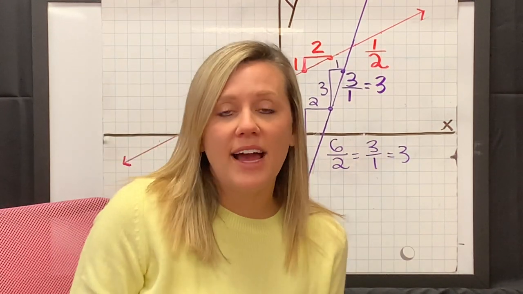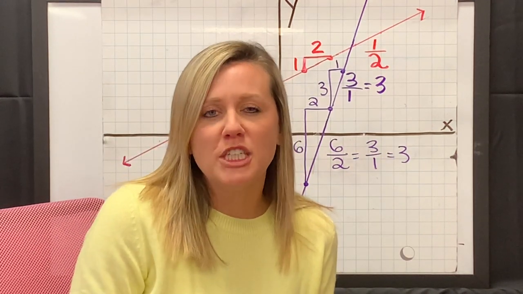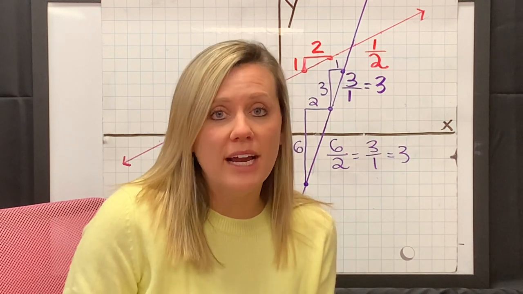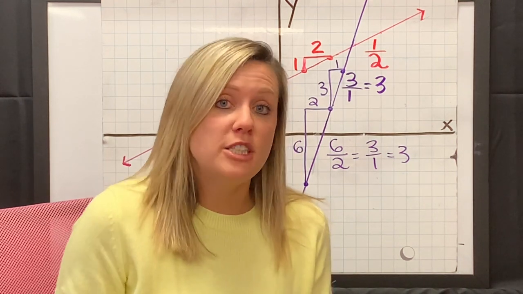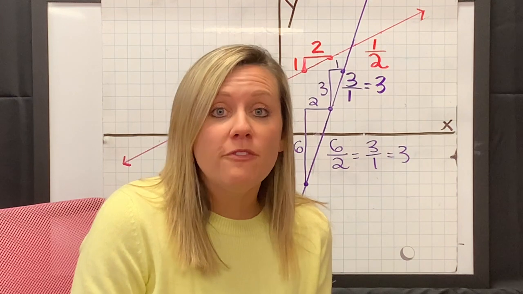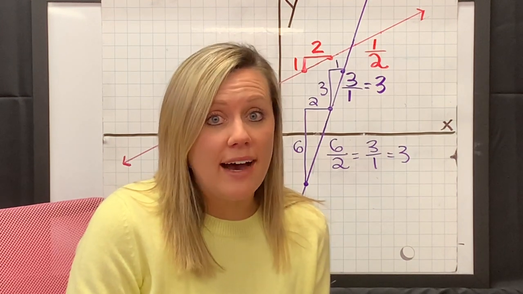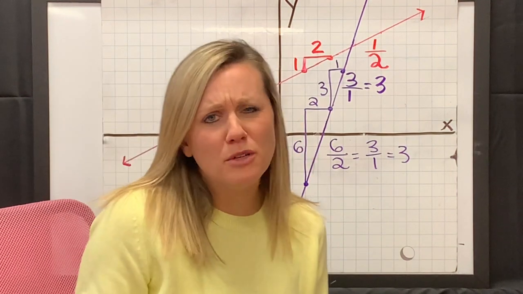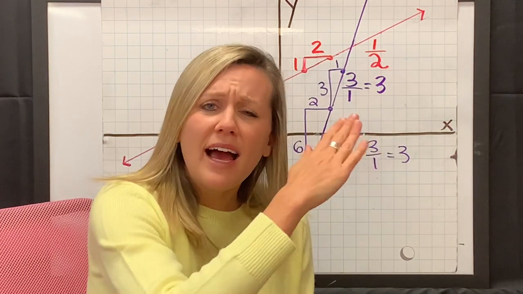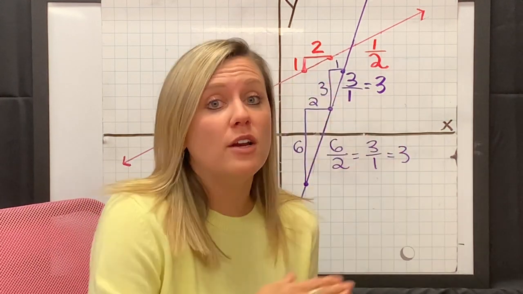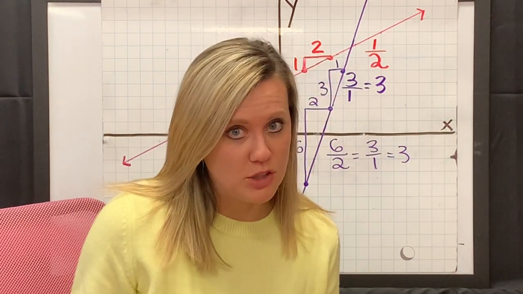Now, the reason I kept our red line is because I just wanted you to be able to compare the slopes of these 2 different lines. So if you remember from last time, our slope was 1/2. And 1/2, that number is not very big. So it didn't have a huge slope to it or a huge steepness to it.